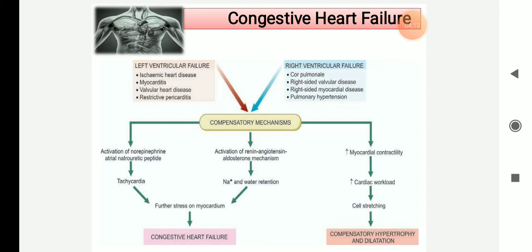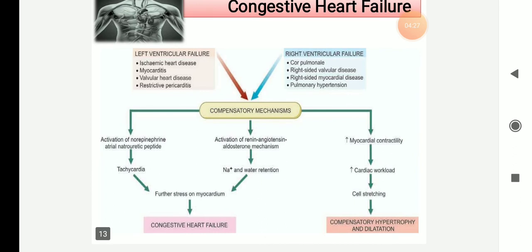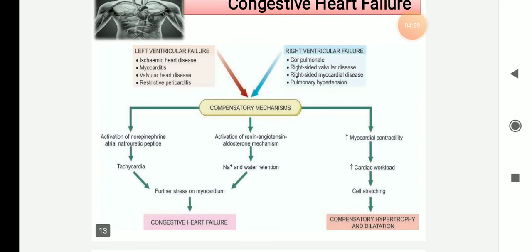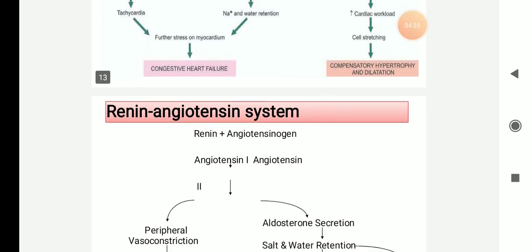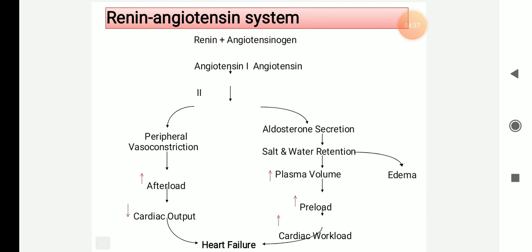In the third mechanism, when myocardial contractility increases, there is increased cardiac workload, then cell stretching may be observed, and compensatory hypertrophy and dilation will be produced. Then in the next slide, how the renin-angiotensin system works. We all should know how the renin-angiotensin system works.